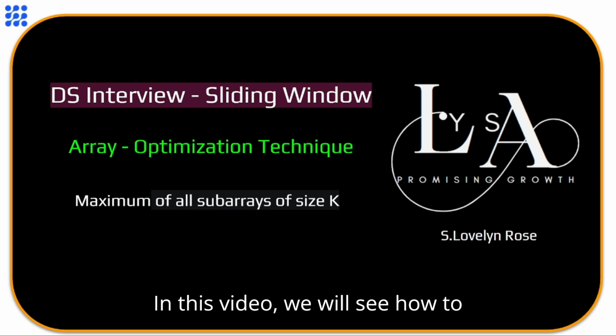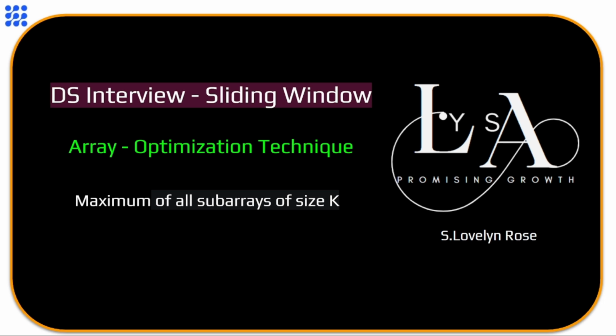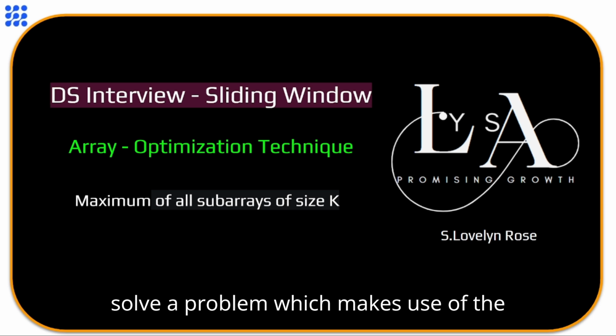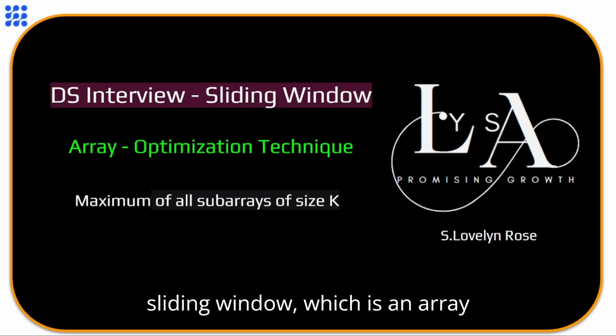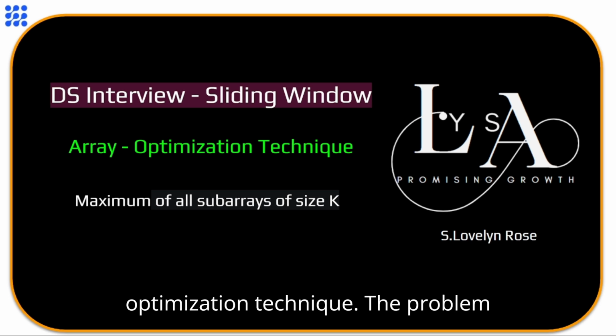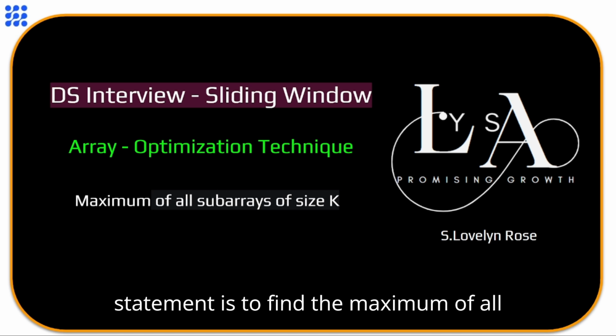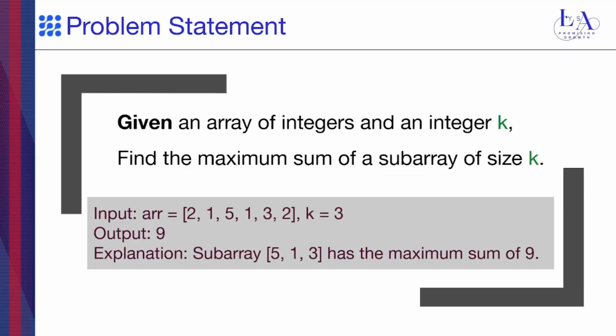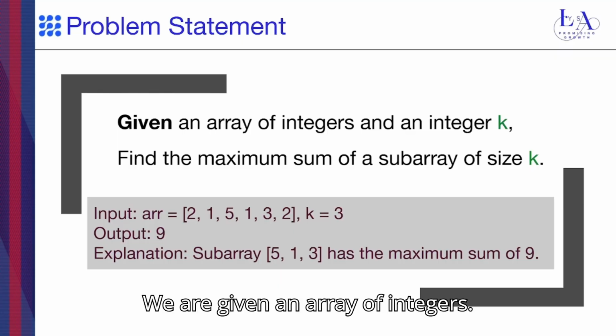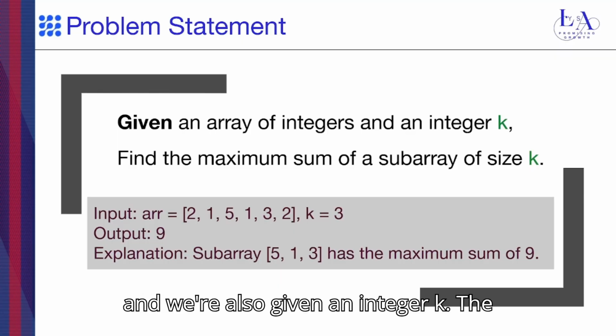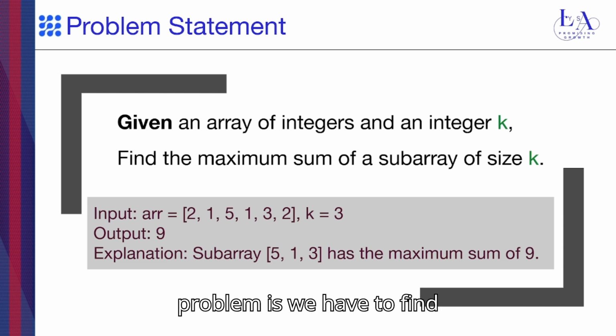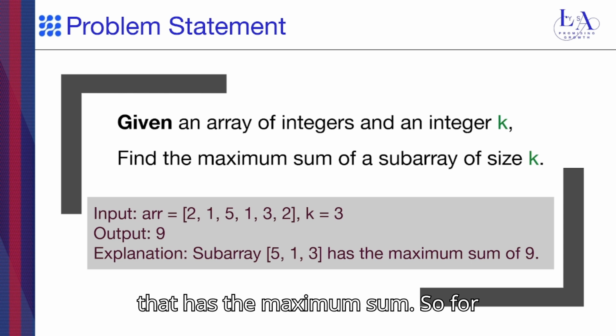In this video, we will see how to solve a problem which makes use of the sliding window, which is an array optimization technique. The problem statement is to find the maximum of all subarrays of size k. We are given an array of integers and we are also given an integer k. The problem is we have to find that subarray of size k that has the maximum sum.